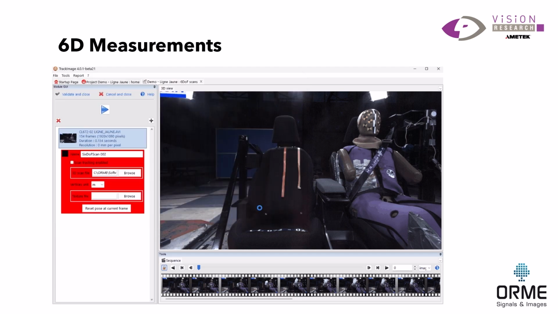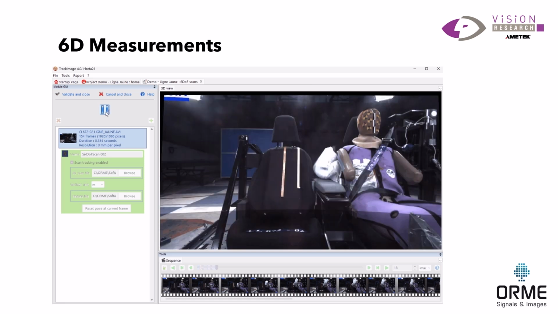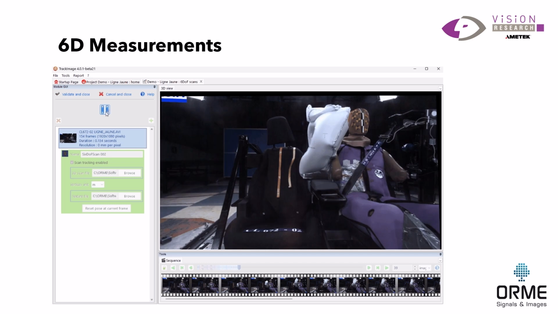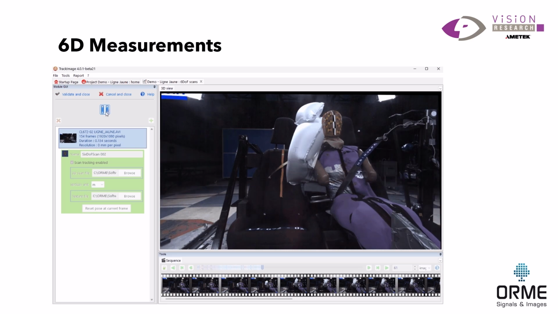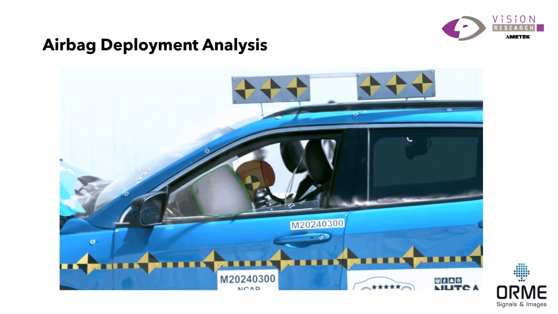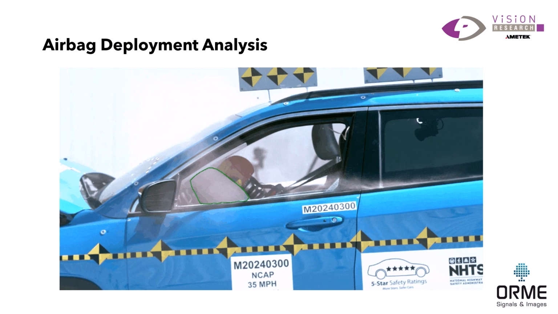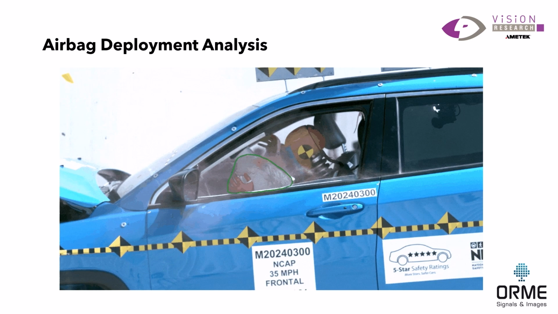There are other software packages, for example, ORME signals and images, where you can do 6D measurements, where the crash dummy head can be used as a modality to get your 6 degrees of freedom type measurements. And here's a perfect example of it here. Here's an example of the same software from ORME being used to get airbag deployment analysis, where you can essentially get the edges of that airbag throughout the deployment to learn about how it deforms over time.